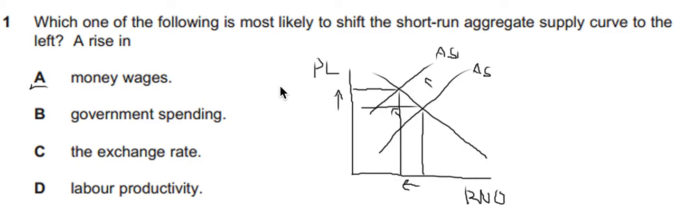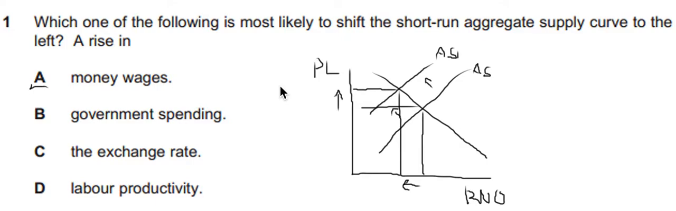So this is June 2013, question 1. Which one of the following is most likely to shift the short-run aggregate supply curve to the left? Now we have 4 options. It's either a rise in money wages, government spending, the exchange rate, or labour productivity.